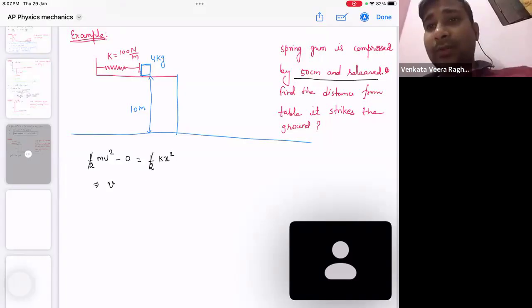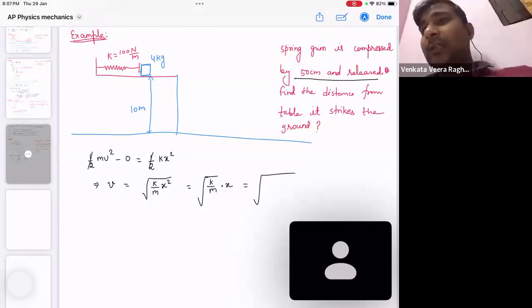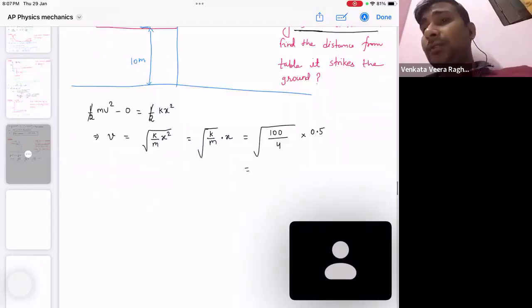So what is the velocity of the block? The velocity of the block is under root k by m into x square. Now let's put the values. So what are we getting? Under root of k by m into x. Now what is the k given in the question? K is given 100, mass is given 4 kg, and what is the x? X is the compression, which is 0.5. So 25 square root, if I take it, 5 into 0.5, that means 2.5 meter per second is the velocity of the block.